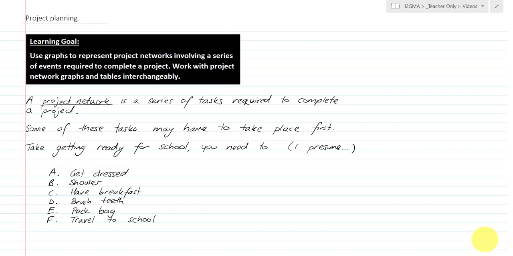So a project network is a series of tasks required to carry out a project. Some of these tasks may have to take place first. Take getting ready for school. I presume some of you will have additional things, but I've just done a nice simple one. You'll need to get dressed, have a shower, have breakfast, brush your teeth, pack bags, travel to school. So we're going to set up a flow network to represent this project.